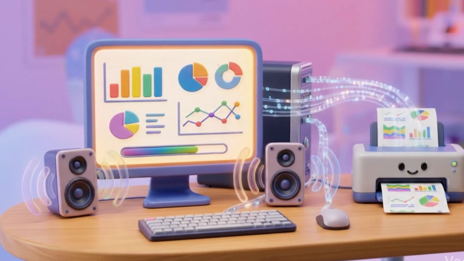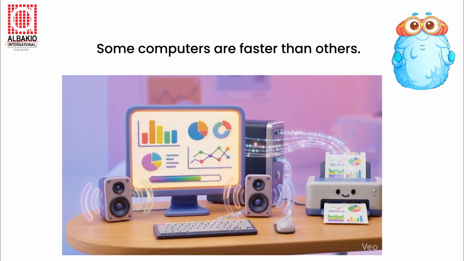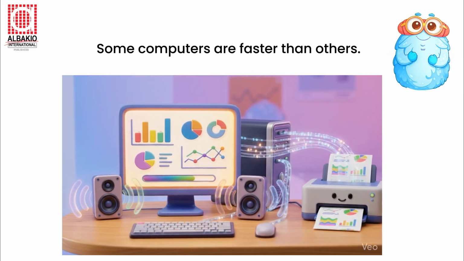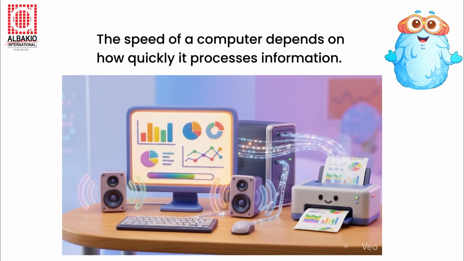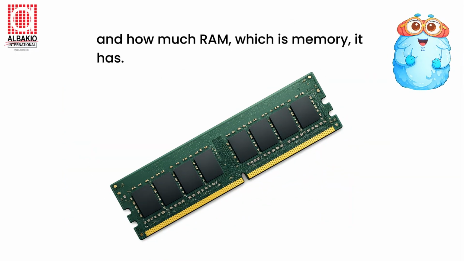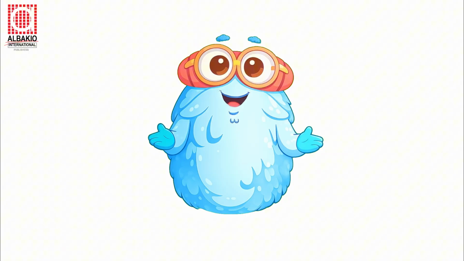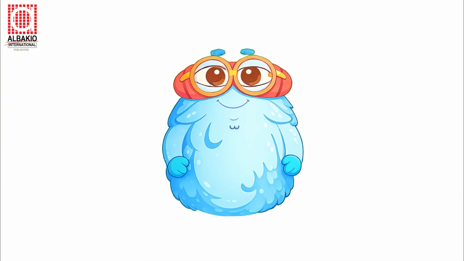Computer speed tip. A computer works very fast. Some computers are faster than others. The speed of a computer depends on how quickly it processes information and how much RAM, which is the memory, it has. Now you know. A computer is an electronic machine that can do quick and correct calculations.